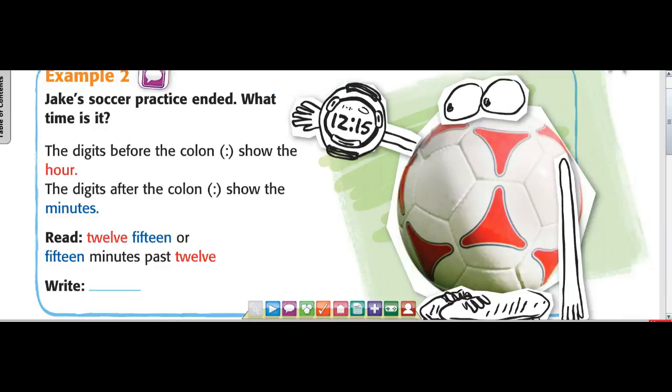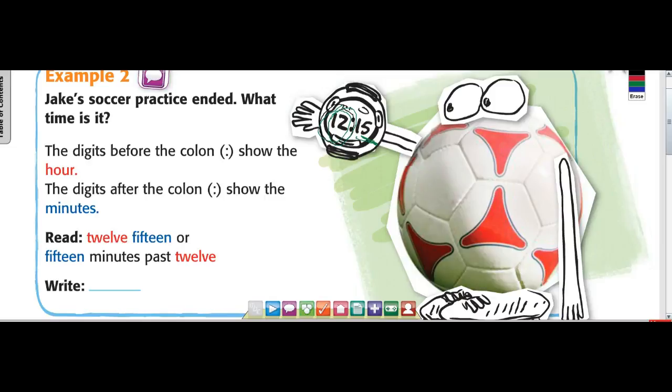For example number 2, they give you Jake's soccer practice ended. What time is it? The digits before the colon show the hour hand. The digits after the colon are the minutes. So you would read 12:15, or 15 minutes past 12.